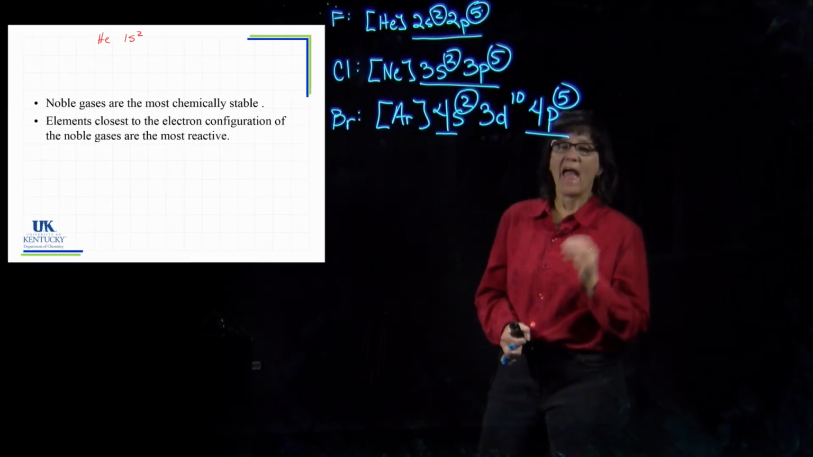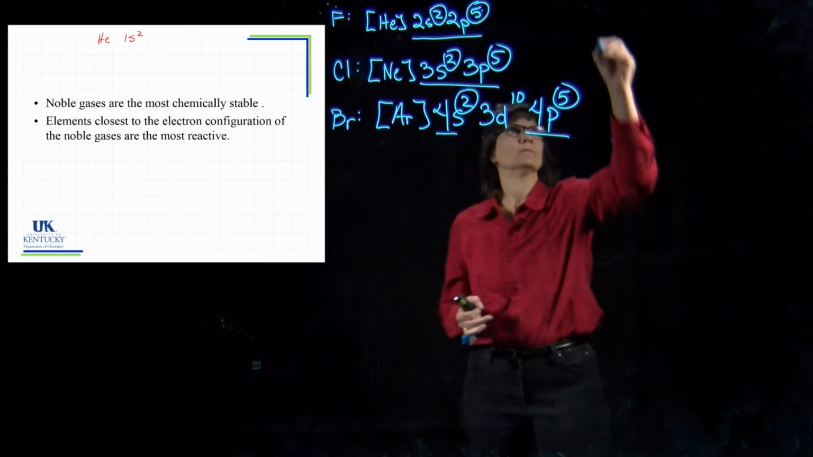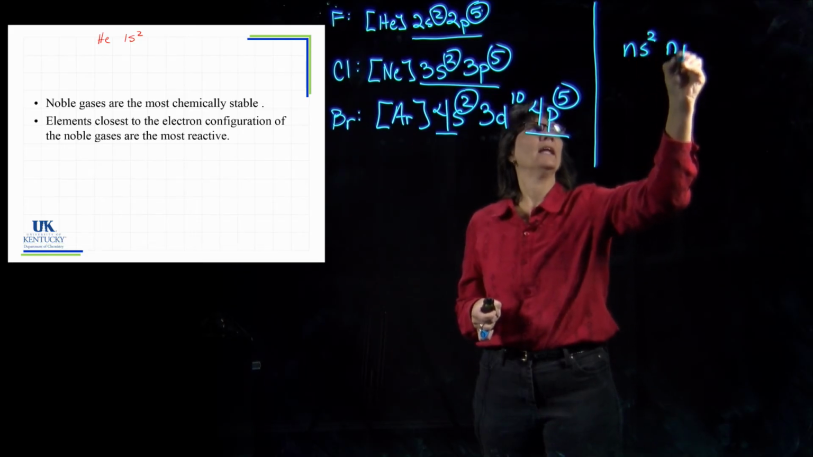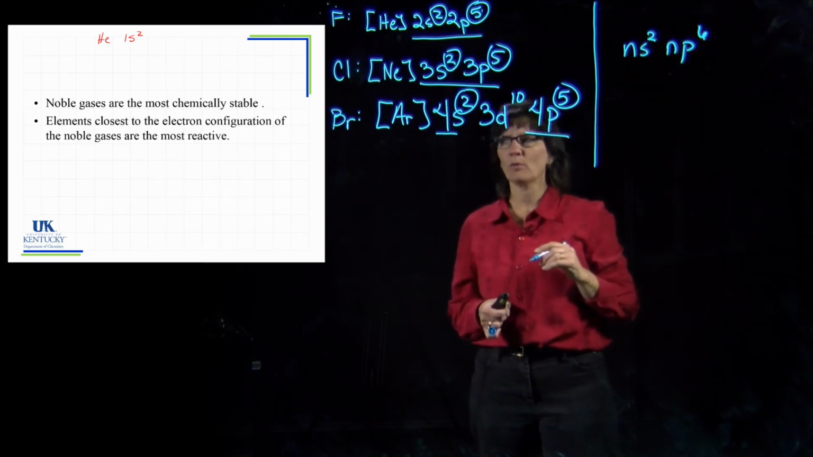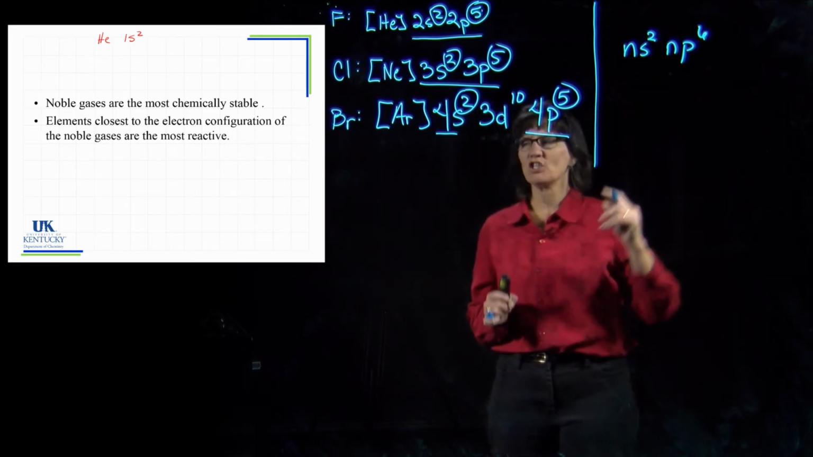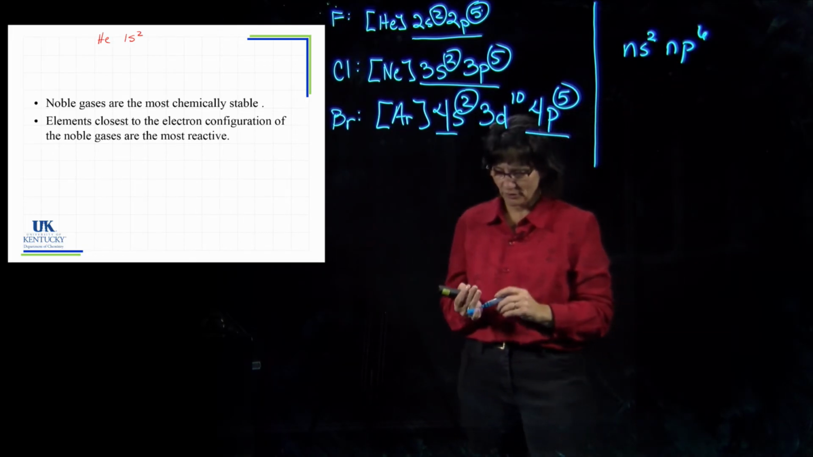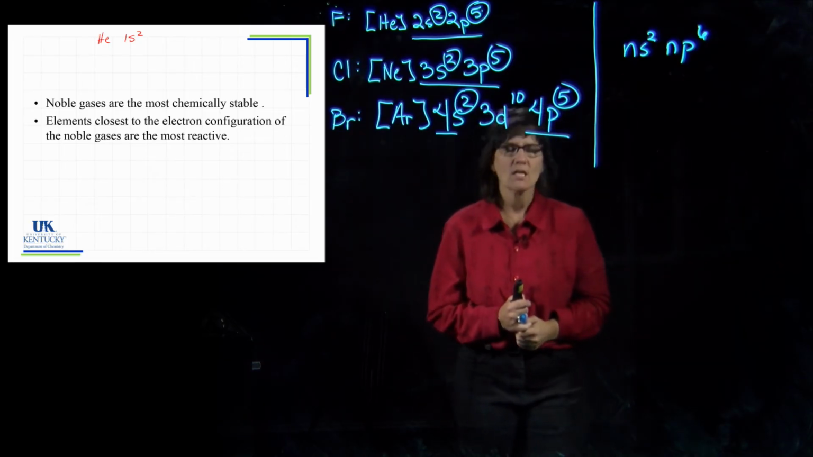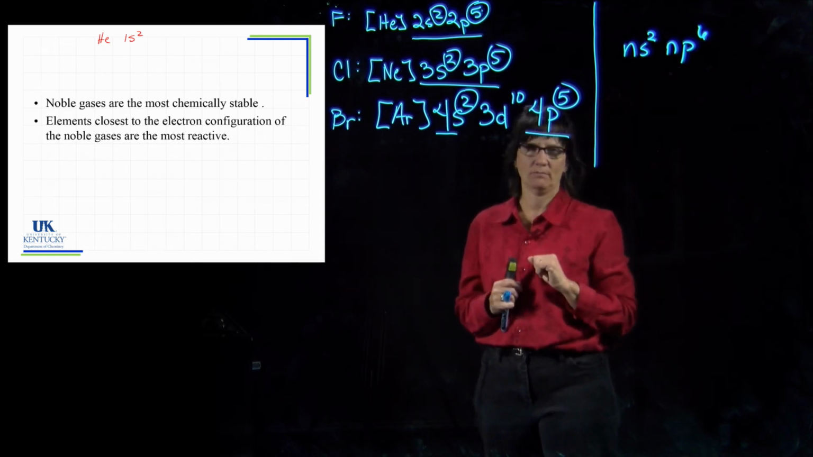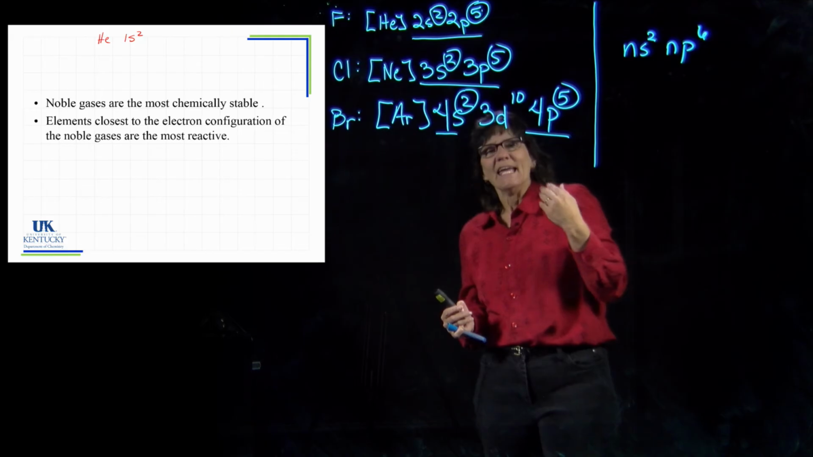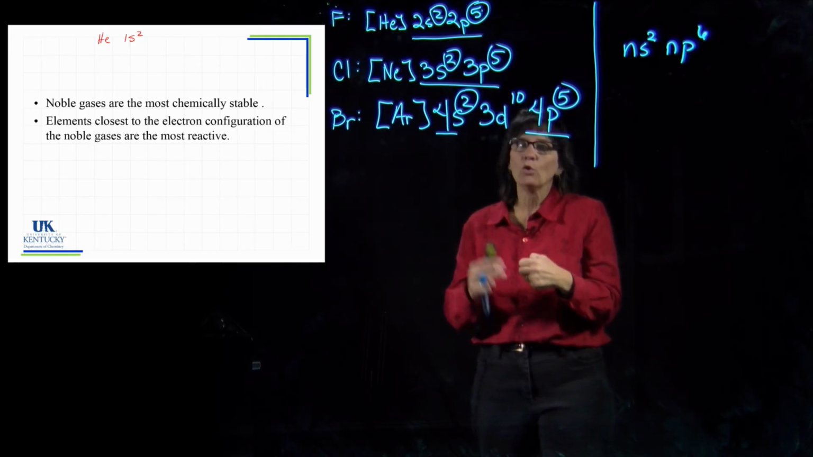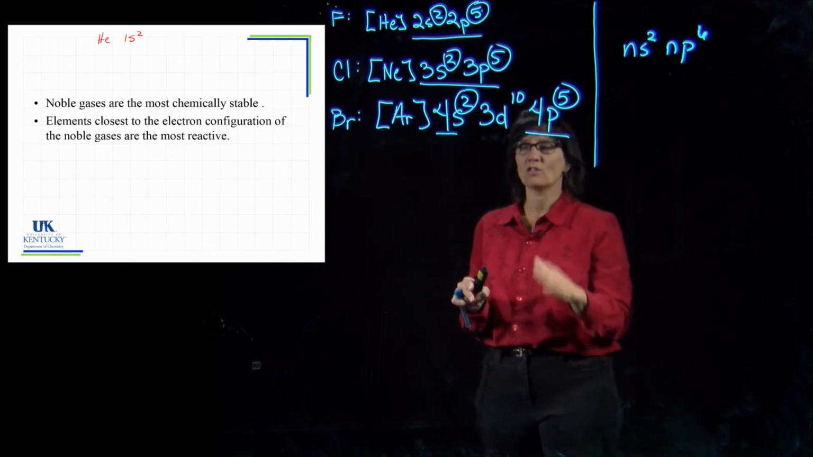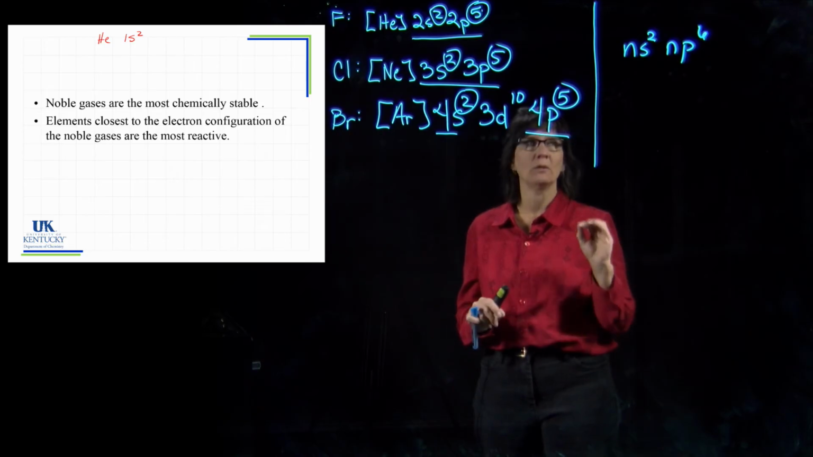That's that configuration, okay, of ns2 np6 is what all the noble gases have. That electron configuration is the most stable configuration of all the elements. They love that electron configuration. So elements that don't have this, okay, which is everybody else, if they can chemically gain or lose electrons to obtain this, they will. And that's the driving force of chemical reactions in many, many cases. Not in all cases, but in many cases.